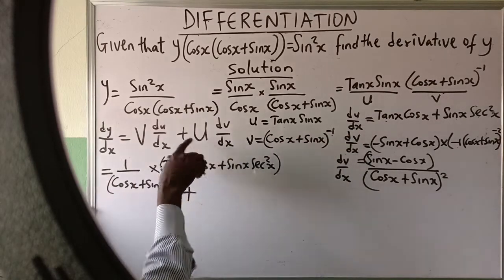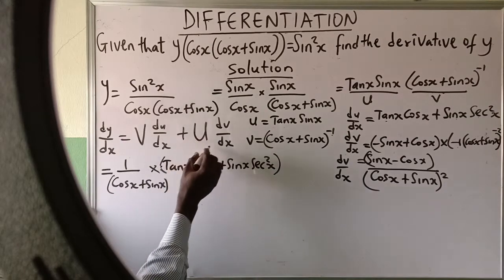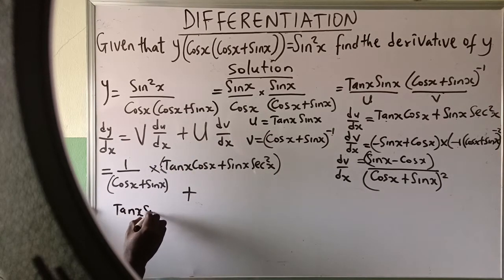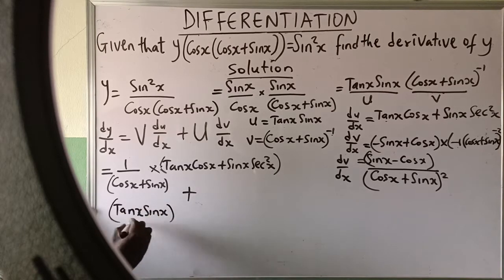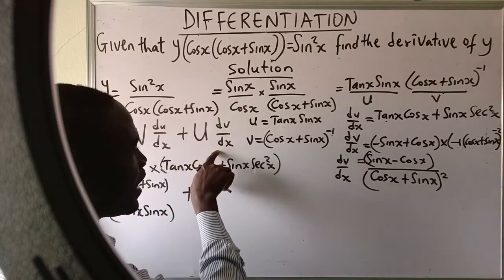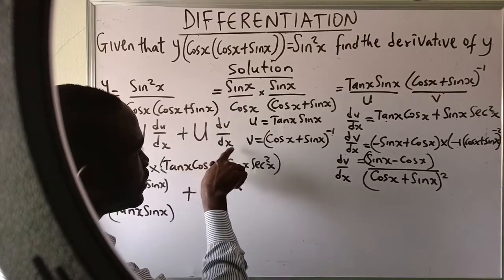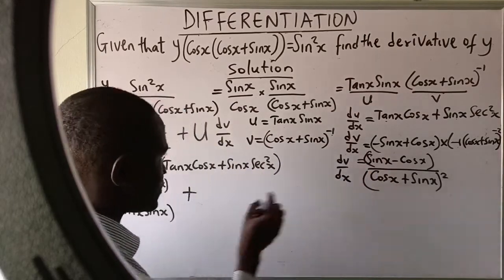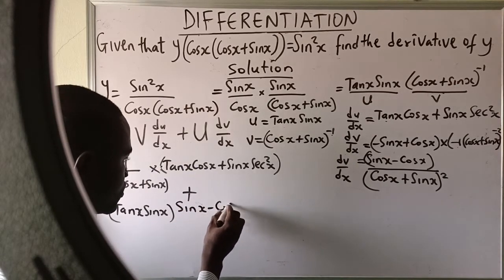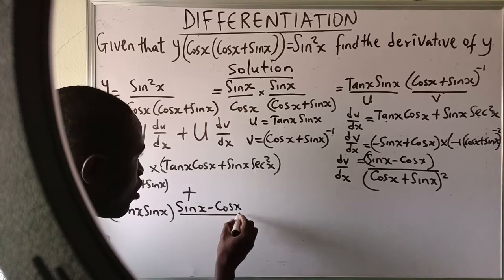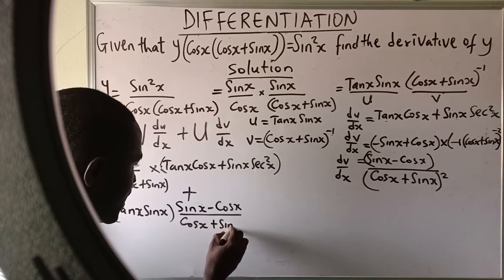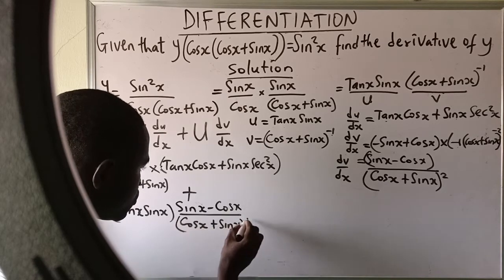Now what is our u? Our u is tan x sin x times dv/dx. We have written our u. dv/dx is this, sin x minus cos x all over (cos x plus sin x) squared.